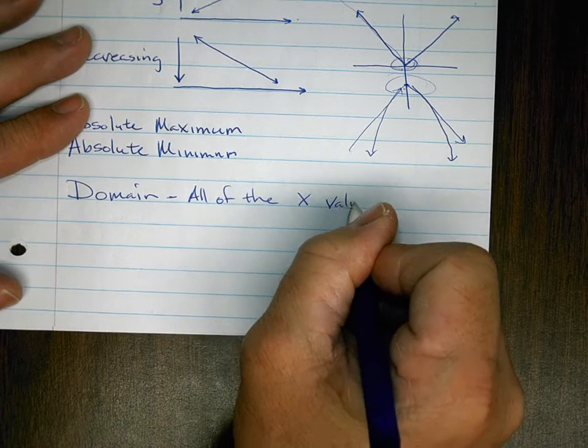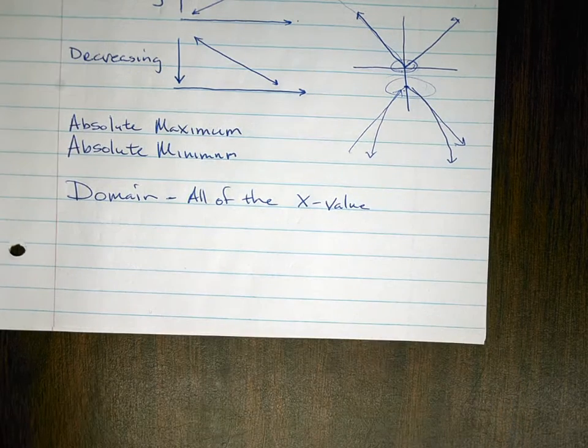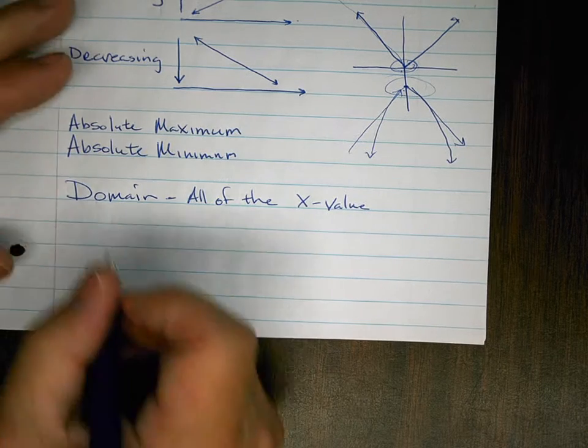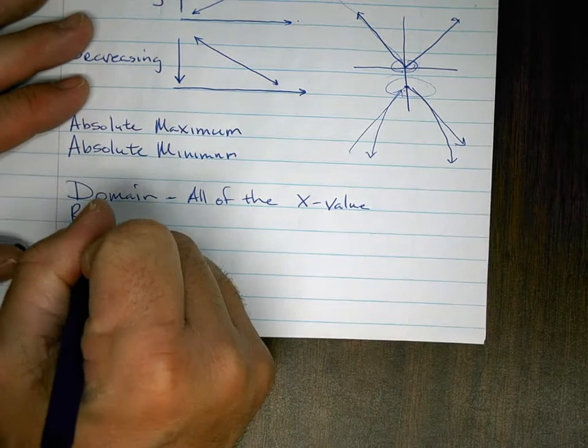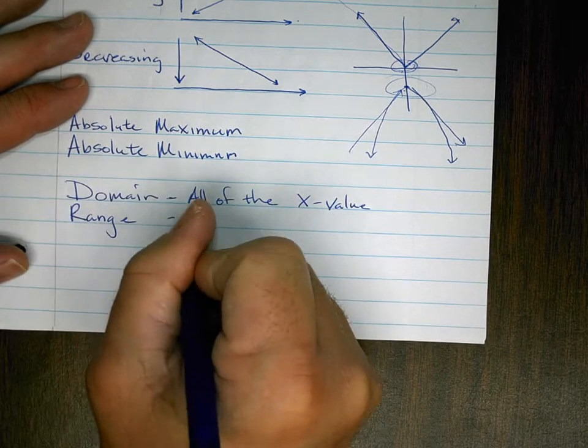All of the x values is the domain. And what goes with that is the range. What do you think the range is? All the y values. That's right.